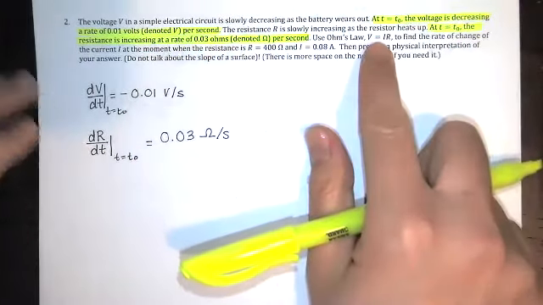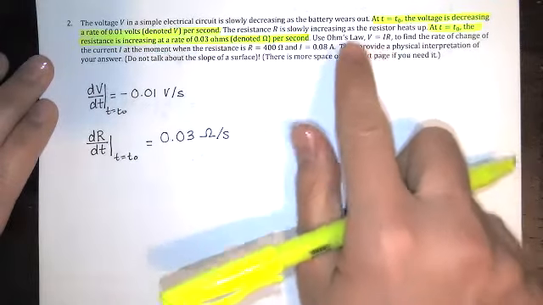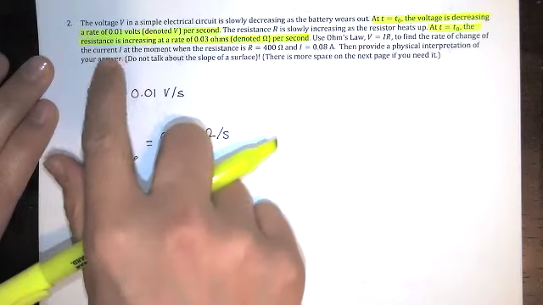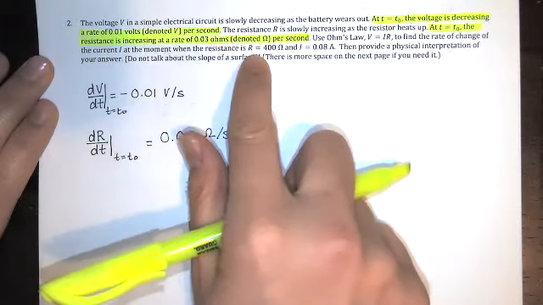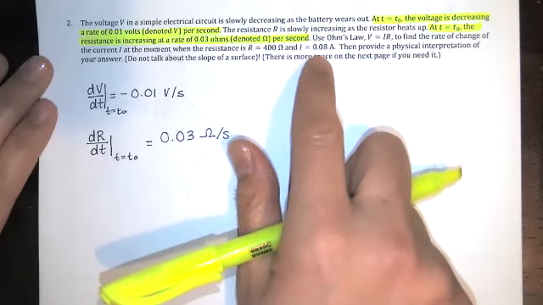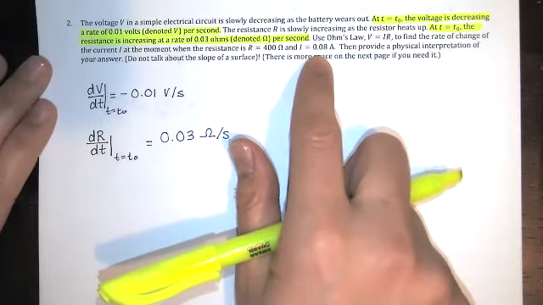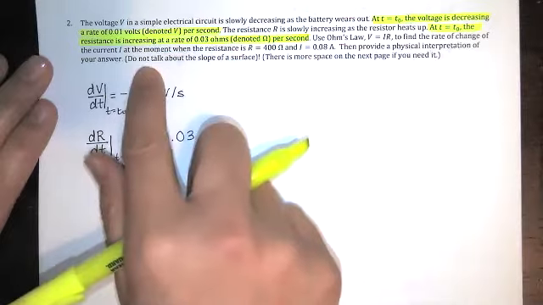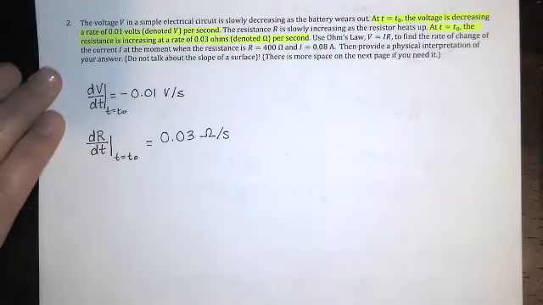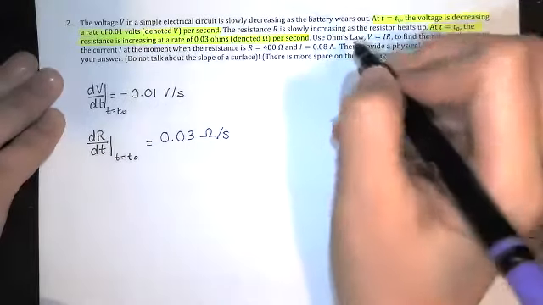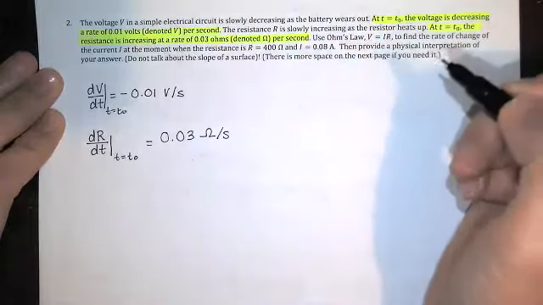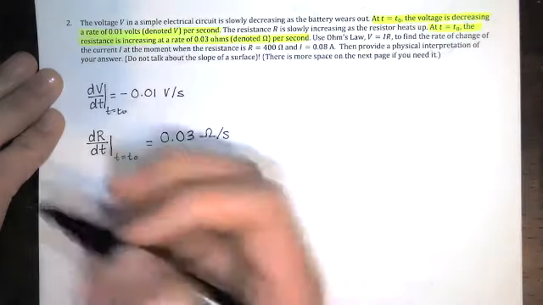It says use Ohm's law to find the rate of change of I, the current I, at the moment when the resistance is 400 ohms and the current is 0.08 amps, then provide a physical interpretation of your answer. Okay. So let's focus here. What is it asking us to find? We're going to use Ohm's law. Okay, V equals IR. It's important. We should probably write that down.